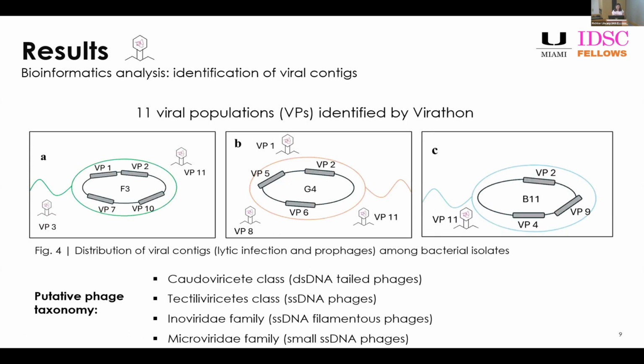So then I wanted to look at the viruses that were identified. And as I said, the vRhyme allowed them to cluster into 11 viral populations based on their similarities. And here's the distribution of these contigs for each bacterial isolate that I had. So on the left, the F3 had 4 prophages identified within the bacteria, and also 2 possible lytic viruses. The G4 had 3 prophages and 3 lytic viruses, and B11 had 3 prophages as well, and 1 lytic phage.